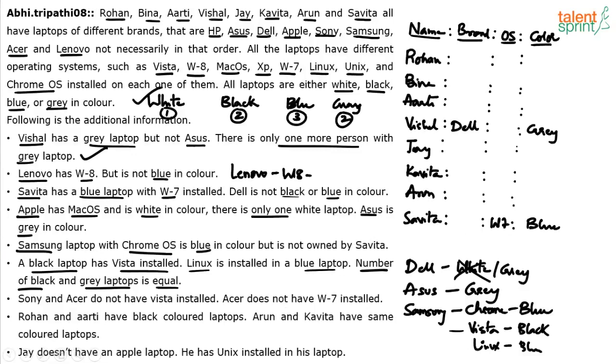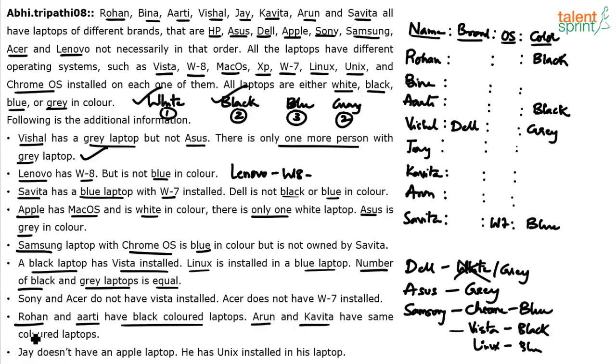I think space is already over here. I'll have to fix the arrangement directly now. Rohan and Aarti have black color laptops. Now this is very precise information. So Rohan has a black laptop, and Aarti also has a black laptop. Since there are only 2 black laptops, I think black is closed now. Yes or no? We know which 2 persons have got black laptops, and we also know that one black laptop has Vista. So it could either be this OS which is Vista or this one which is Vista.